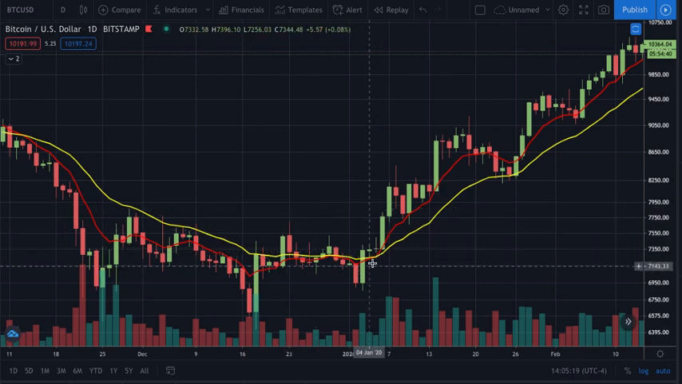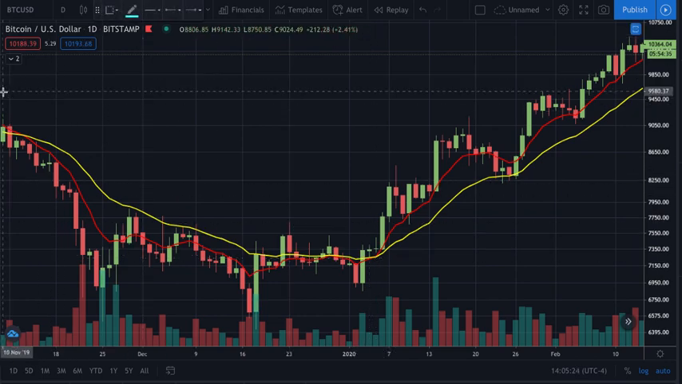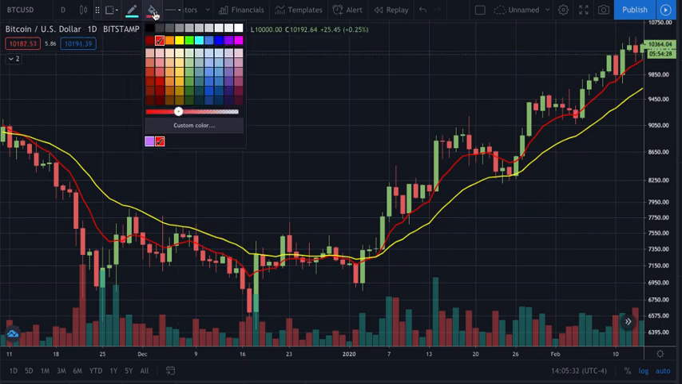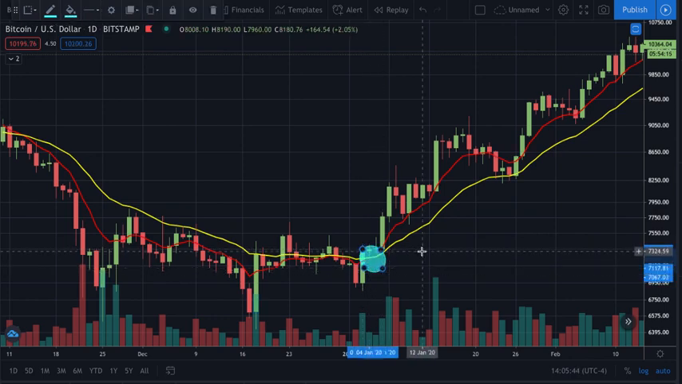Okay, so here we have a cross. What I'm going to do is represent that cross itself on the daily time frame with a circle. So that is essentially a buy signal based on moving averages. That is telling you now that the trend has changed. We are no longer in a consolidation or downtrend. We are now in an uptrend.